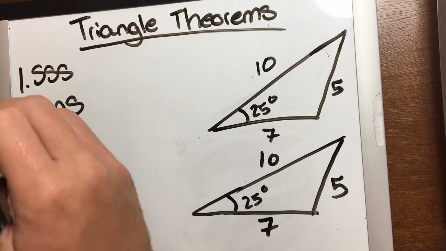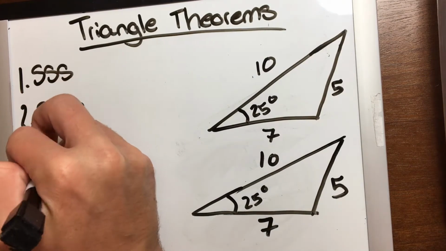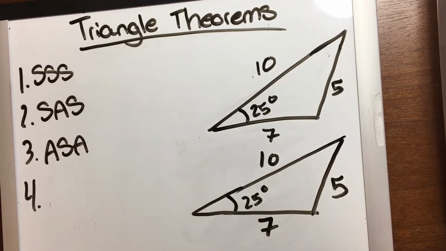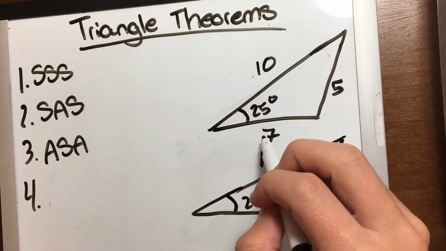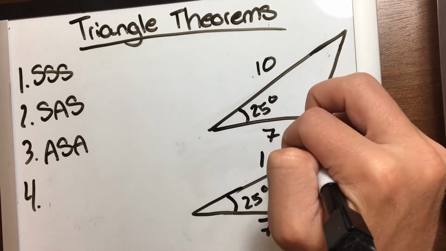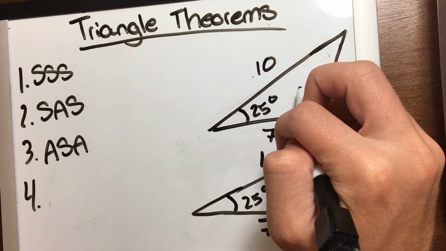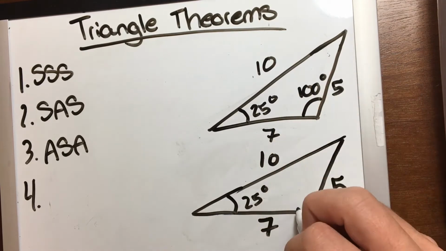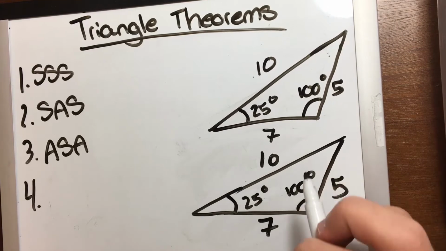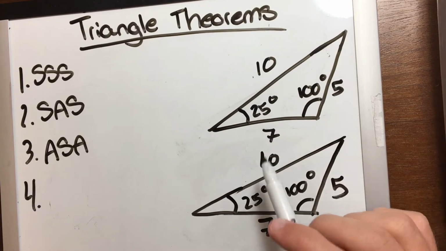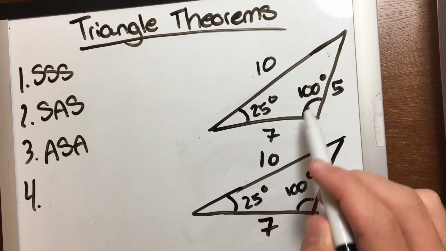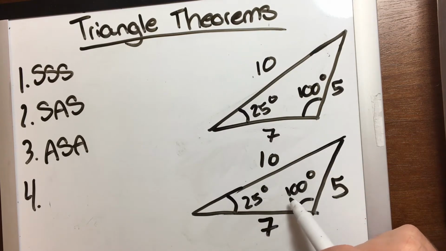The next triangle theorem is called angle side angle. It's the same as the side angle side theorem, but switched. So for this, we would have angle here, side here, and angle here. So let's say this angle was, I don't know, 100 degrees. Due to the angle side angle theorem, we can conclude both are congruent. 25 degrees, 7, 100.